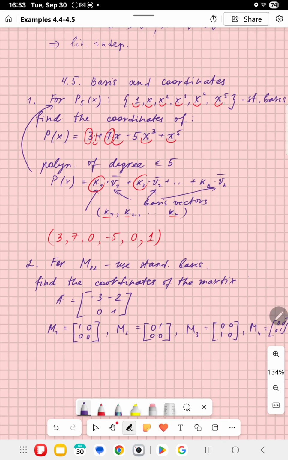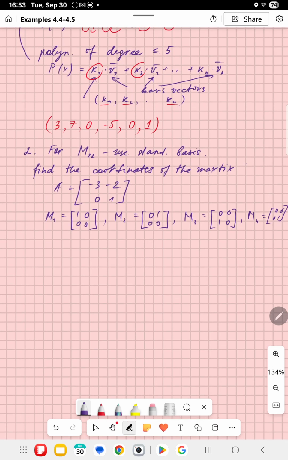If you consider a polynomial of fifth degree, one vector is equal to 1, and the second one has 1 in the second position, and the third one in the third position. So basically we are getting the same thing. So now what are going to be the coordinates of matrix A?